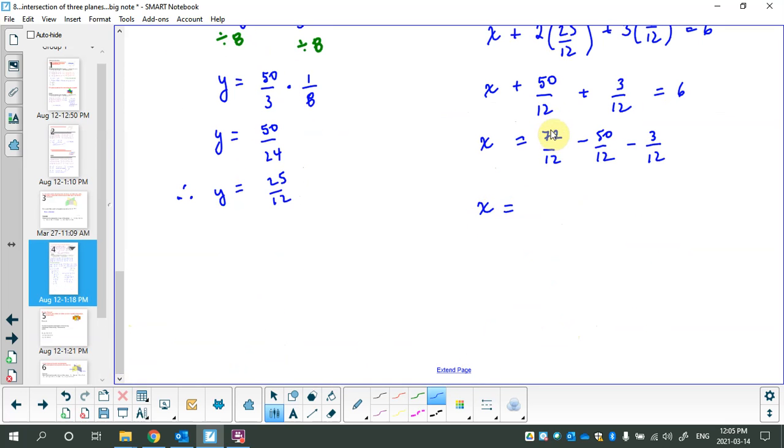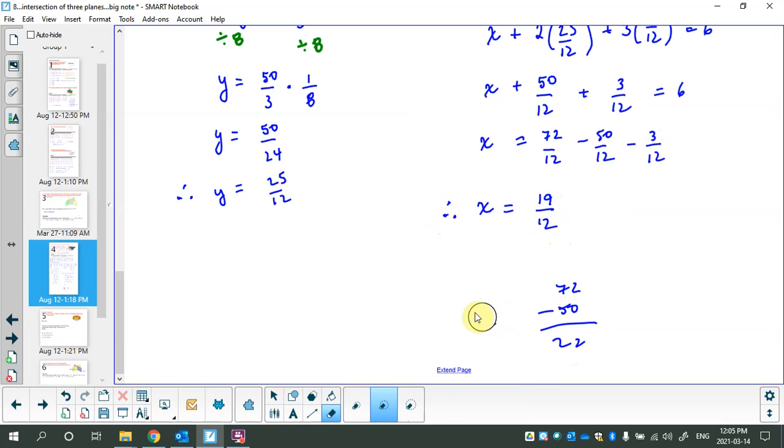So 72 minus 50 is, oh my gosh, 22. 22 minus 3 is 19 over 12, and I don't need to reduce. So I'm pretending like I don't have a calculator.